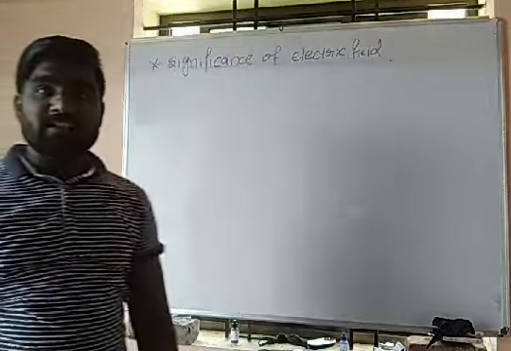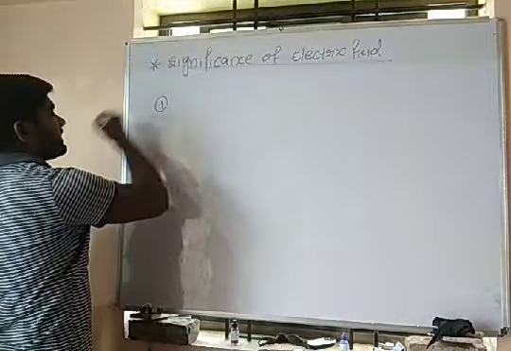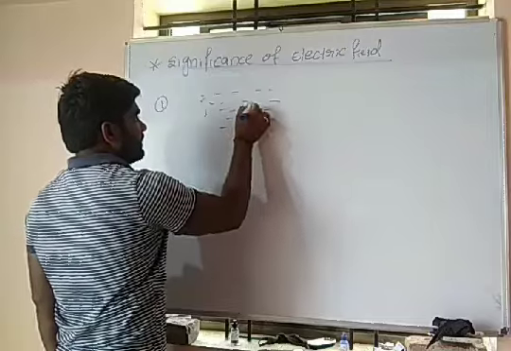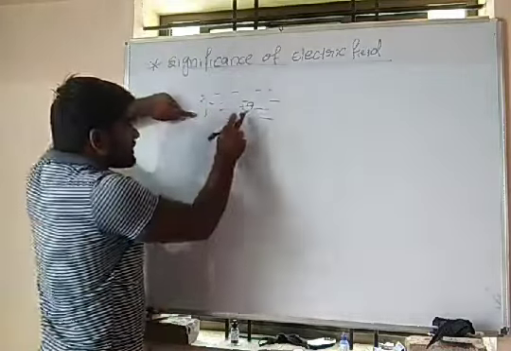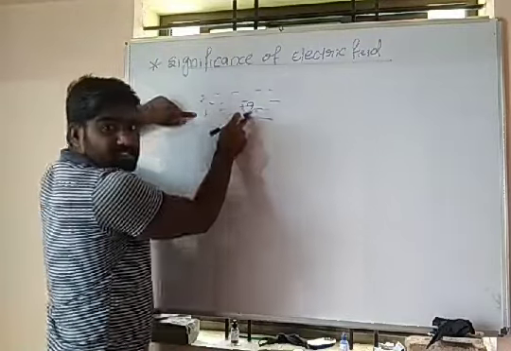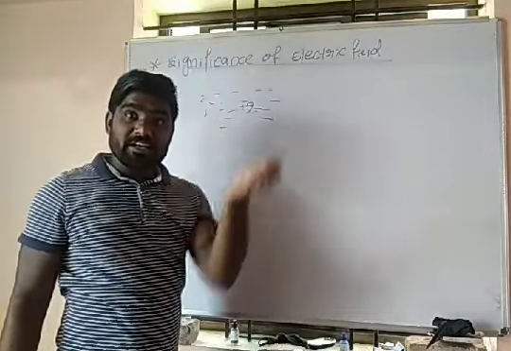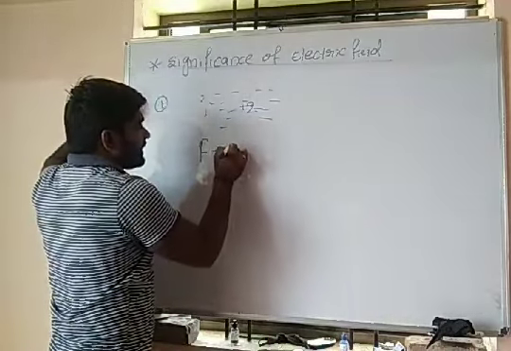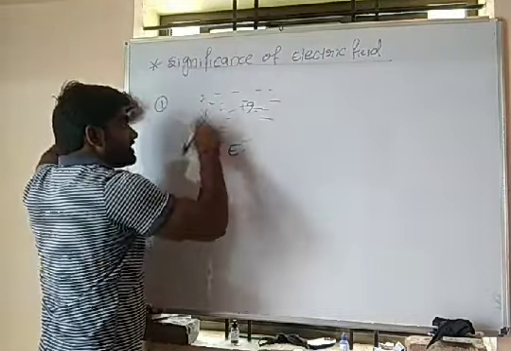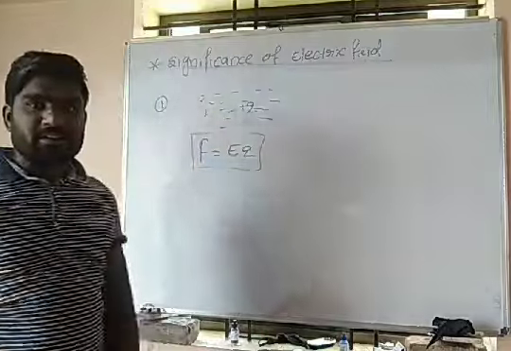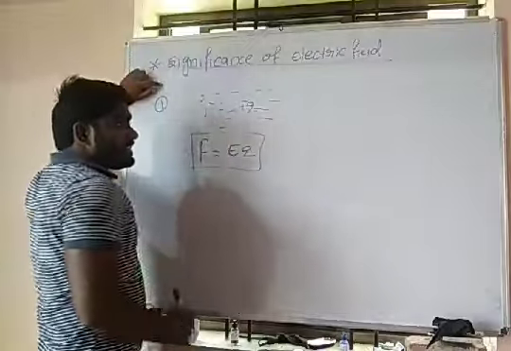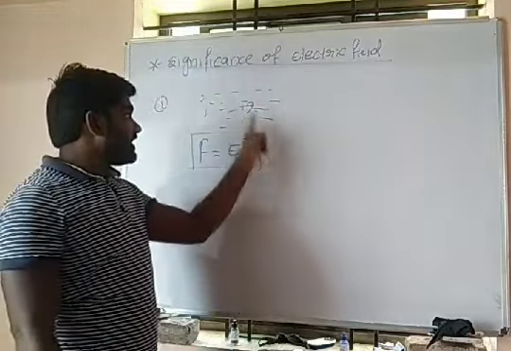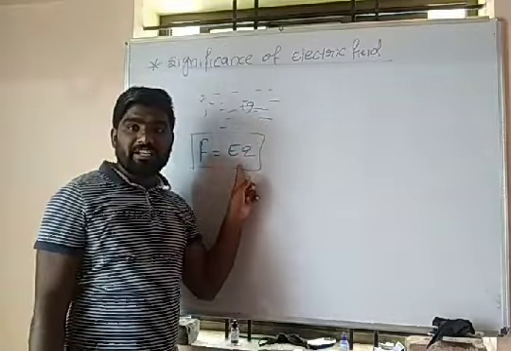See here. First significance: let us consider this is your electric field. Inside this electric field, if I keep a positive charge there, a force is experienced. What is that force? Electrostatic force is experienced on this test charge. So F is equal to E into Q. It is a very important formula in further numericals. The first significance tells us that when a unit positive charge is kept in the electric field, the force experienced on this test charge will be F is equal to E into Q.